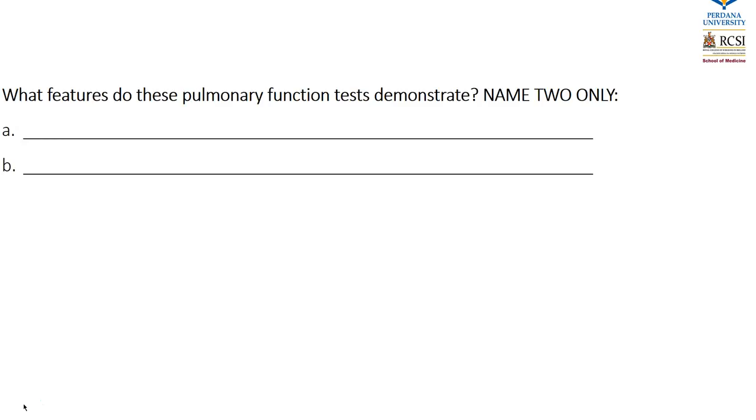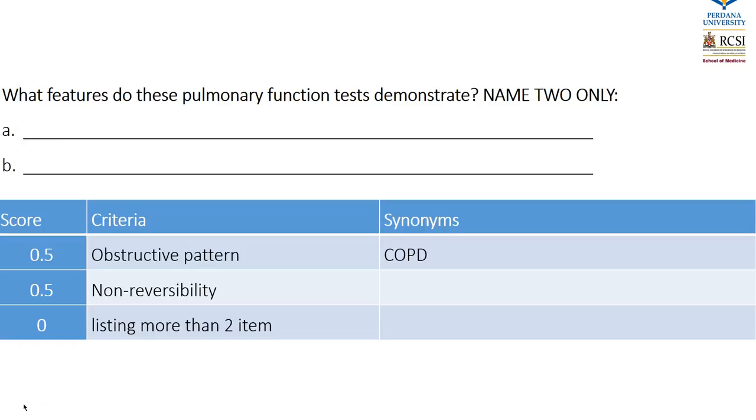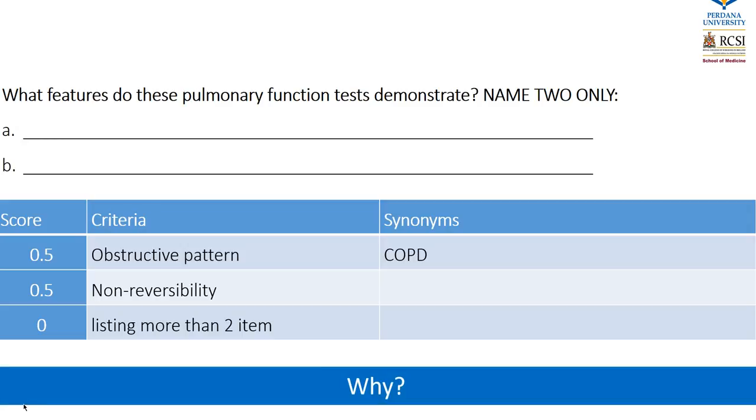Which features did these pulmonary function test report results demonstrate? Name 2 only. Naming more than 2 or not naming the 2 that are correct will give you 0 marks. This report shows an obstructive pattern and it shows non-reversibility, and these 2 confirm COPD rather than asthma as the underlying diagnosis.